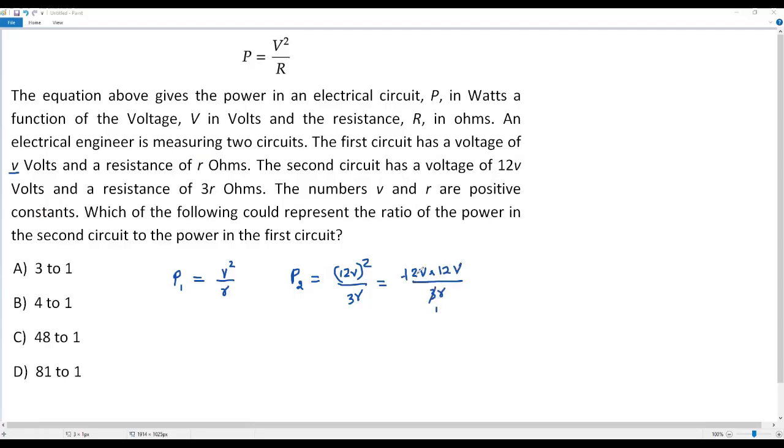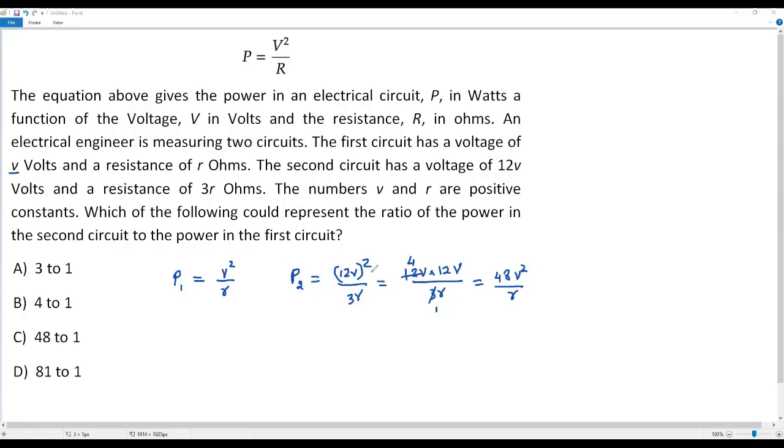3 goes into 3 1 times and 3 goes into 12 4 times. 4 times 12 is 48. And V times V is V square divided by R. Okay, here I got the powers in both the circuits. There is a power in the first circuit and power in the second circuit.